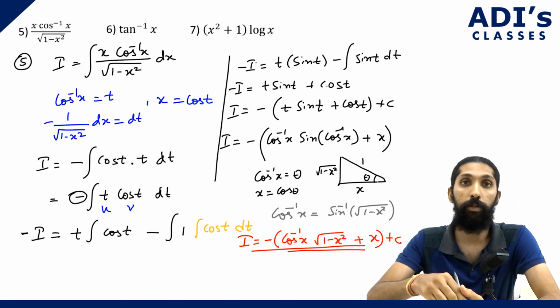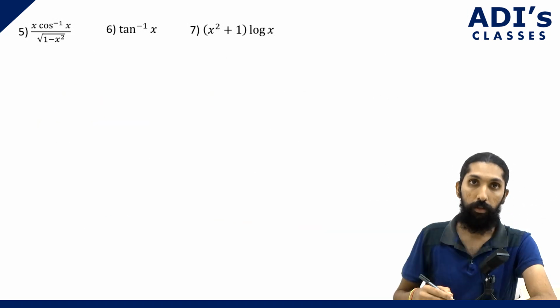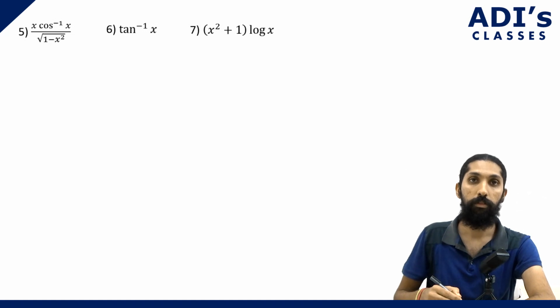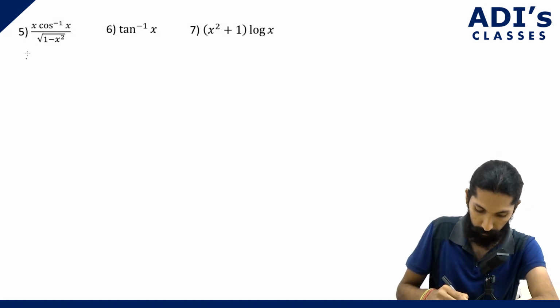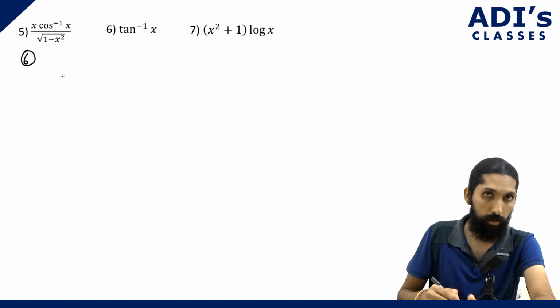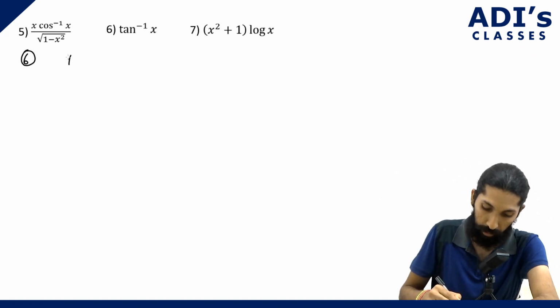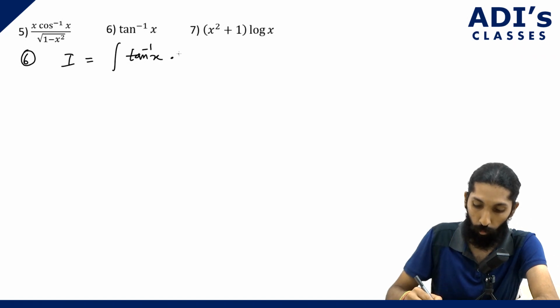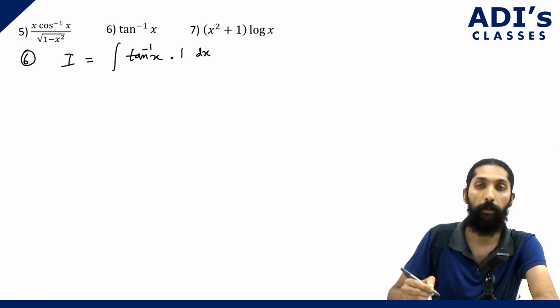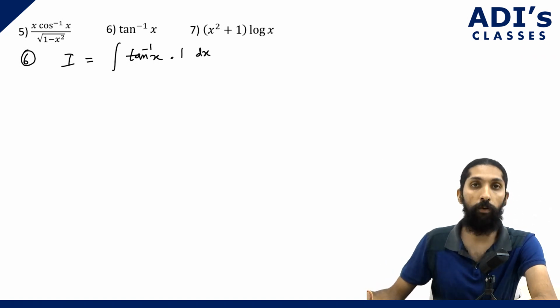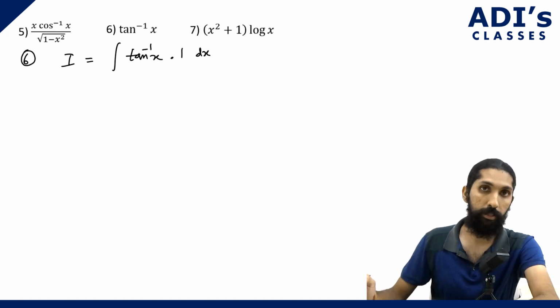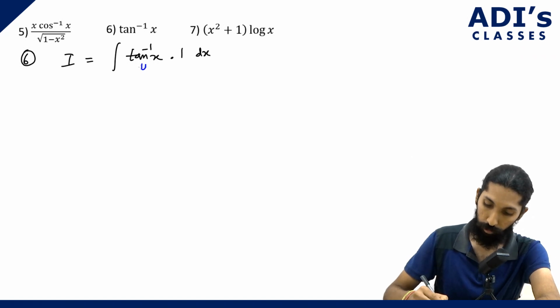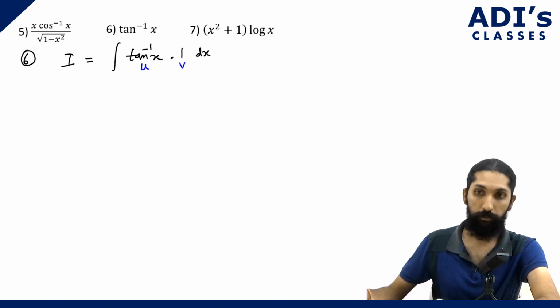Okay, now we are going to go for the next question. The sixth one. You have tan inverse x, that's all. So that means I is equal to integral of tan inverse of x. So we can write this as tan inverse x into 1 dx. Now, obviously, inverse function is the highest priority, right? So this is going to become u, this is going to become v.